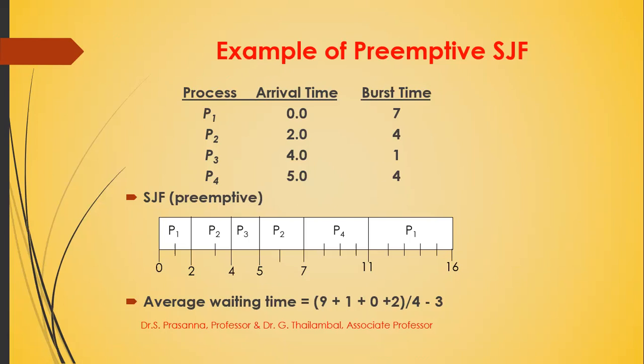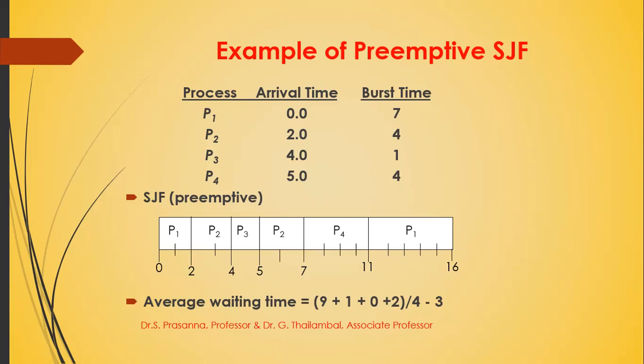Once P2 gets executed, we check the burst time of P1 and P4. P1 has 5 and P4 is 4, so P4 has the smallest burst time. So P4 starts executing from 7 to 11, and P4 stops. After that, from 11 to 16, the remaining 5 milliseconds, P1 finishes its execution by the 16th millisecond.